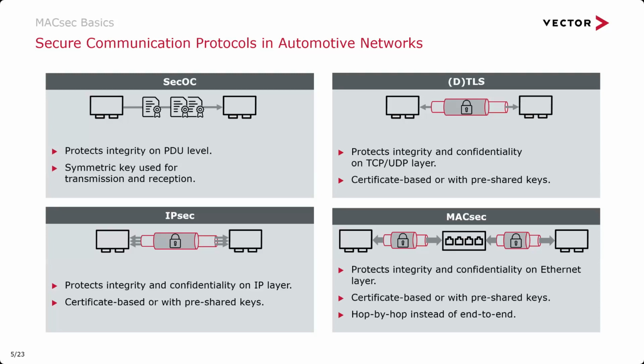And then finally, we got MACsec, which I just explained. We can protect the integrity and the confidentiality on the Ethernet layer. So again, we're one layer down. We can use certificates or pre-shared keys. And one of the main differences here to the other protocols is that MACsec is usually operated in a hop-by-hop manner. So that means that we protect not end-to-end from the sender to the receiver, but that we protect from the sender to the switch, and then from the switch to the receiver again.